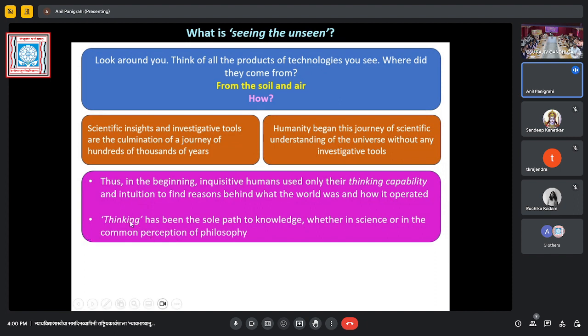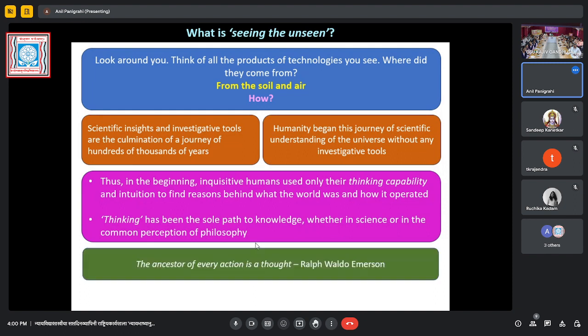So, thinking has been the sole path to knowledge, whether in science or in the conventional perception of philosophy, because philosophy is thinking. At this point, there is a beautiful statement from the American philosopher Ralph Waldo Emerson, who was very heavily influenced by Advaita doctrine: the ancestor of all action is a thought.